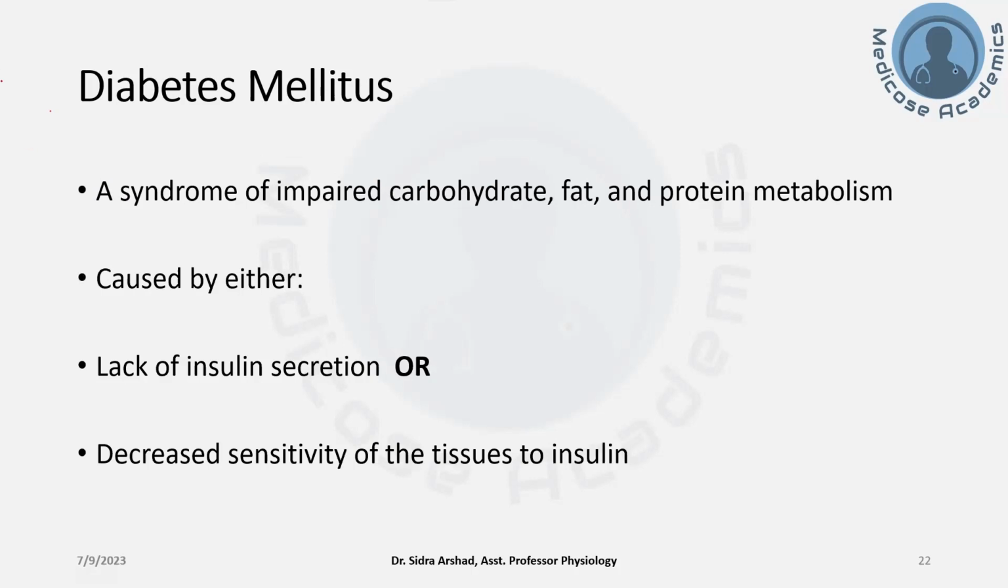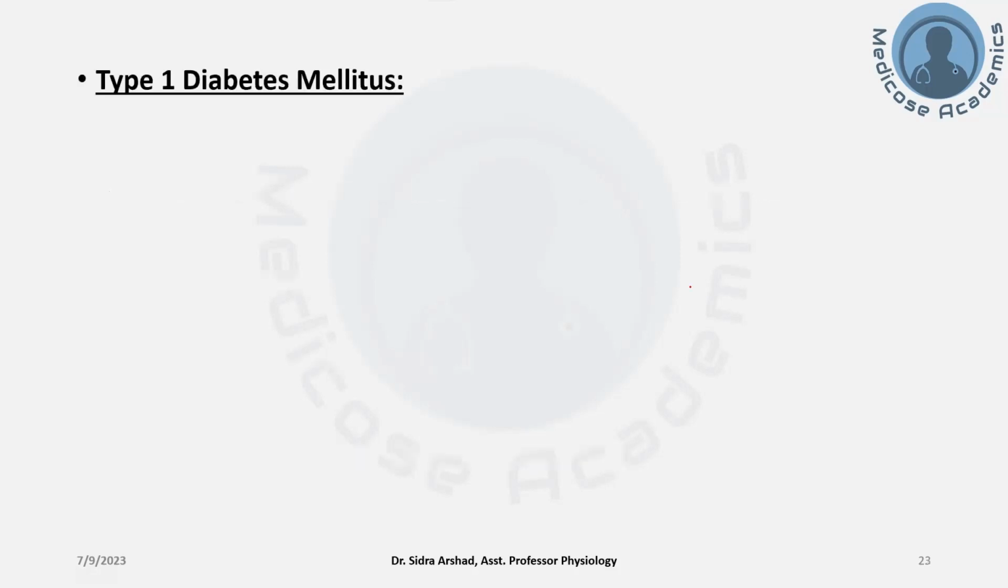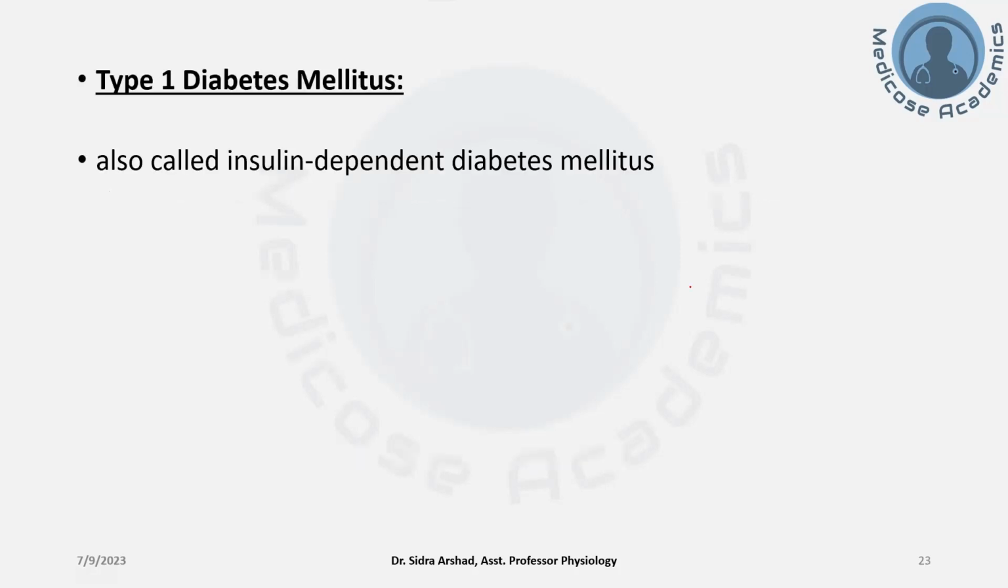So diabetes mellitus is basically a syndrome of impaired carbohydrate, fat, and protein metabolism. The pathophysiology involves either a total lack of insulin secretion, where the beta cells are not functioning at all, or decreased sensitivity of the tissues to insulin. That is, the problem lies at the level of the insulin receptors. Type 1 diabetes mellitus is also called insulin-dependent diabetes mellitus: there is no insulin being formed by the body itself, so this type requires insulin from an exogenous source.